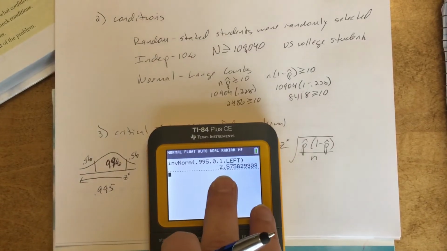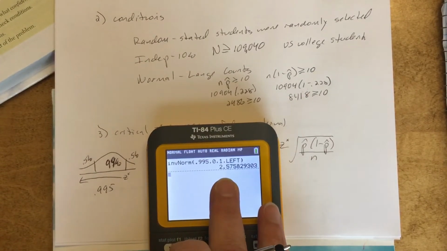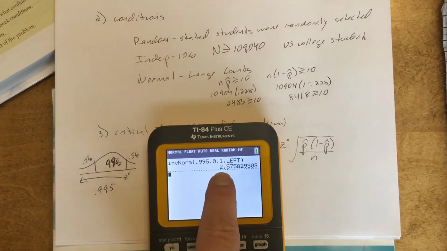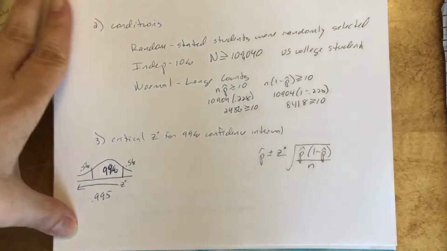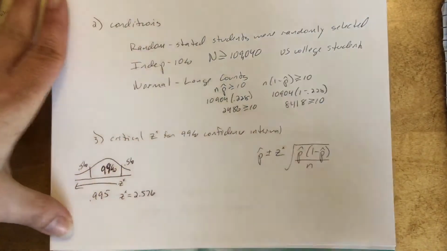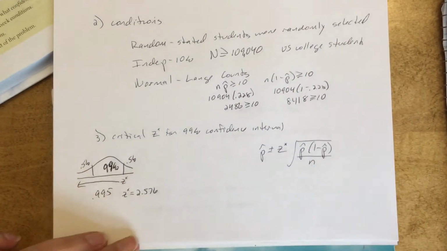And there is my critical Z. Let's take all of our critical values, because we're going to have a T in the next section, to 3 decimal places. So this would be 2.576, okay? So my Z is 2.576. So that's how I find my critical Z.